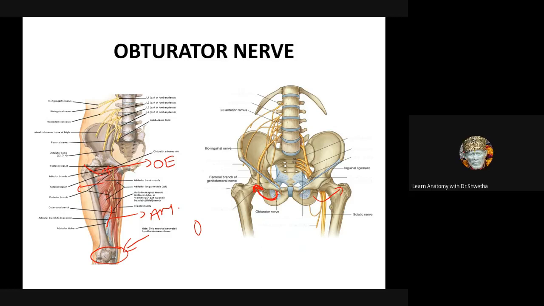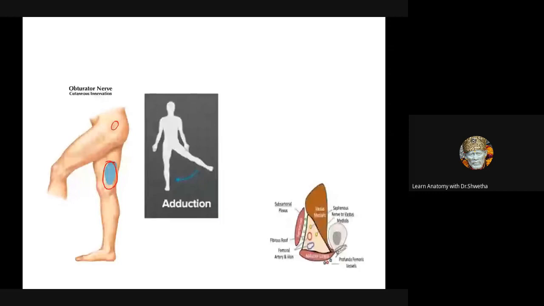Now comes the clinical condition. Unfortunately, in cases of the hip joint, there will be irritation, and therefore referred pain will go to the knee joint, and also to the lower medial aspect of the thigh, which the obturator nerve supplies. So what did I say? Any disease of the hip joint, the pain is referred to the lower medial aspect of the thigh as well as the knee. Okay. So this is an MCQ question. Clear? So that is about the obturator nerve.